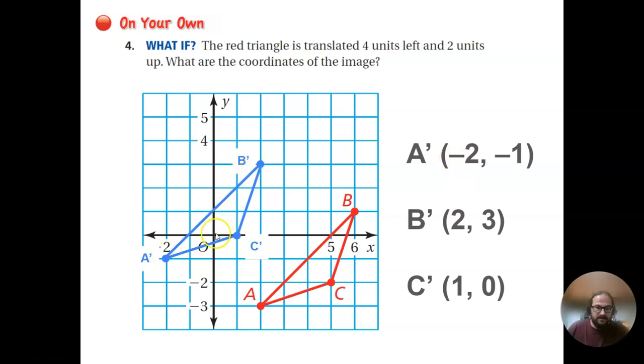B prime is 2 units to the right, and then 1, 2, 3 units up. So that's +2 for X, +3 for Y. And C prime is 1 unit to the right, and then no movement up or down. So that's a 1 for X to the right, and then a 0 for Y.